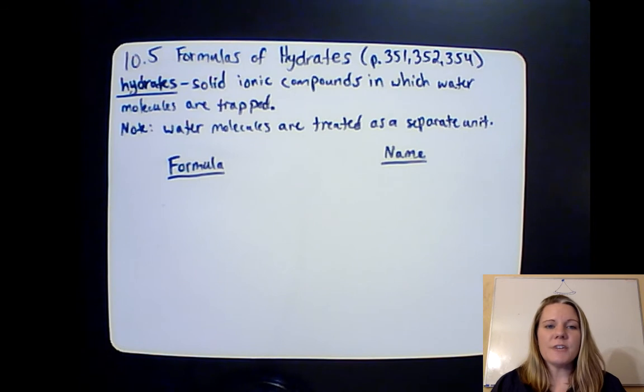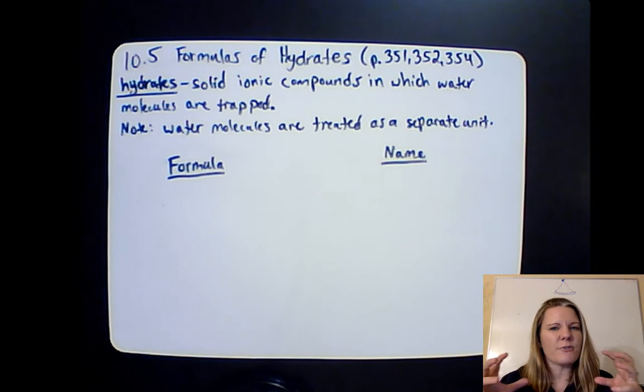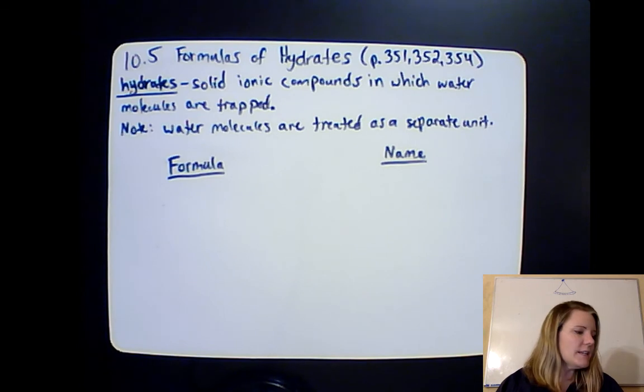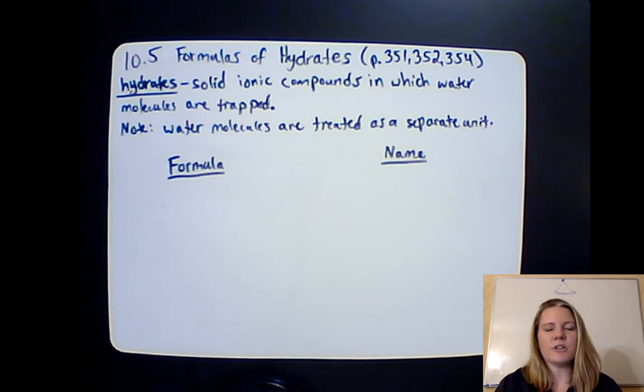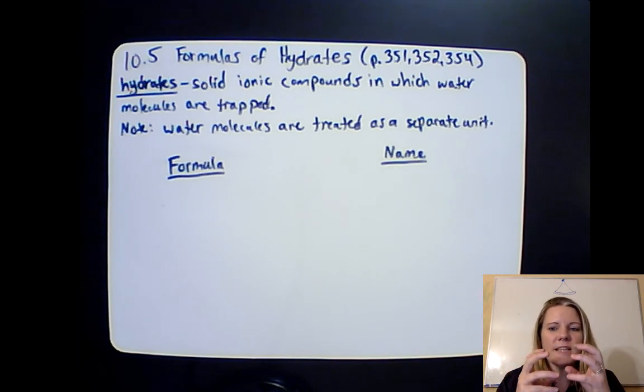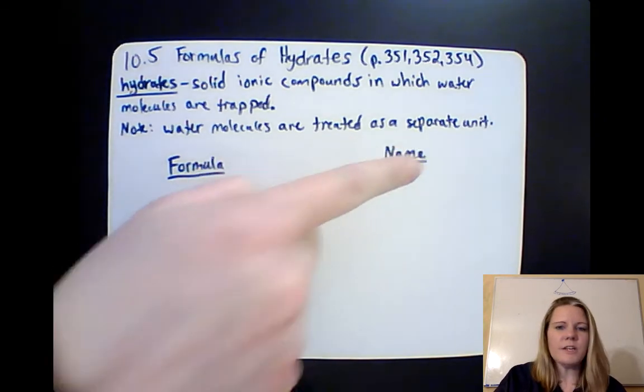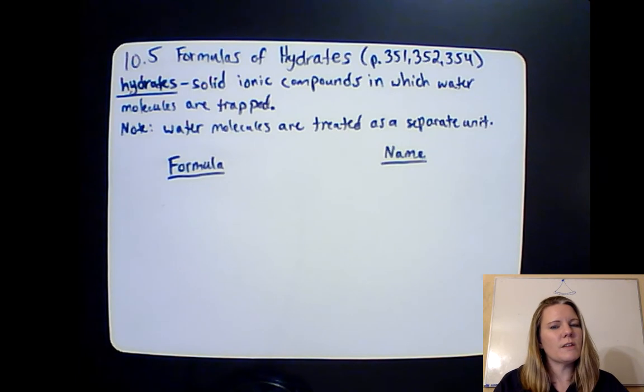All right, let's define hydrates. They are solid ionic compounds in which water molecules are trapped. And if you remember the definition of a crystal lattice from a prior chapter, it is the three-dimensional geometric arrangement of particles. Well, now that we have hydrates, we have water trapped in that crystal of a substance. And so water molecules here are going to be treated as a separate unit because they're not actually covalently bonded with the chemical. They're just there in the crystal lattice structure. So we got to get to naming these and then we'll be ready to go.